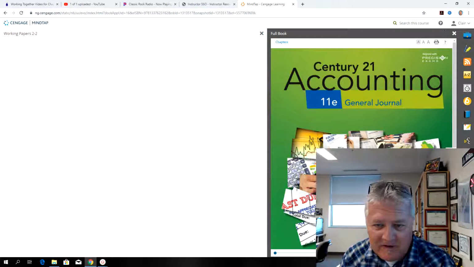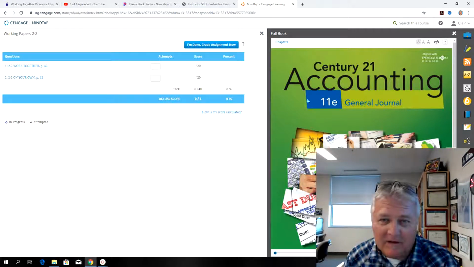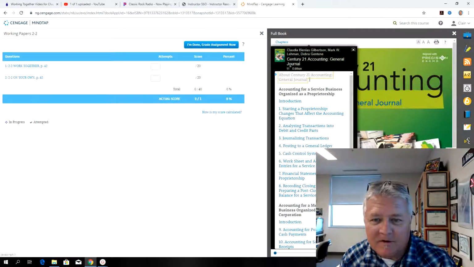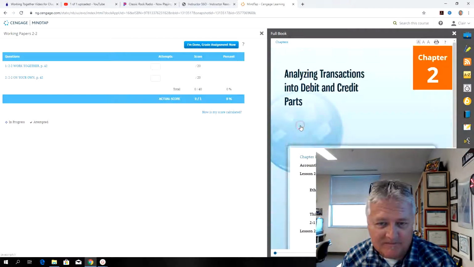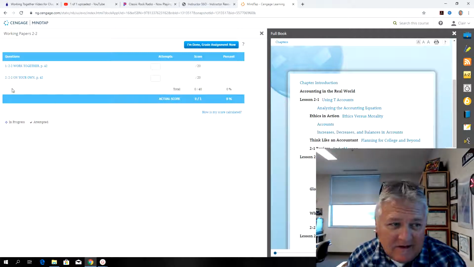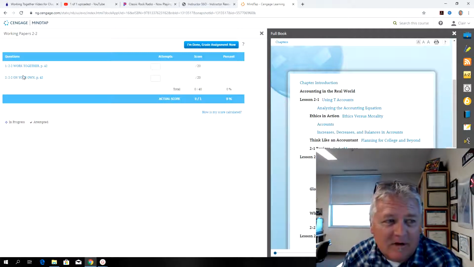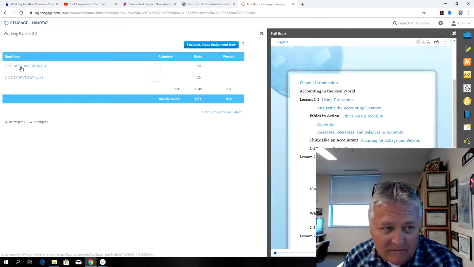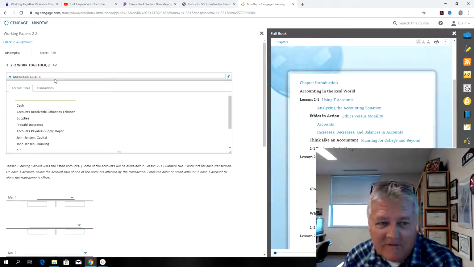Open it up. You can see here on my right side, that's the textbook. And remember, you can open up the chapters and you can go down to chapter 2, which is the different things there. So it's always there available to you. But let's go back to working together 2-2. It even tells you the page on the textbook it is.